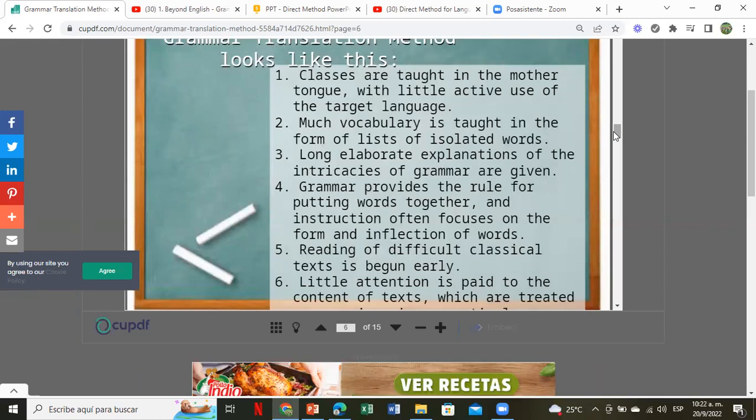Okay. Long elaborate explanations of the intricacies of grammar are given.